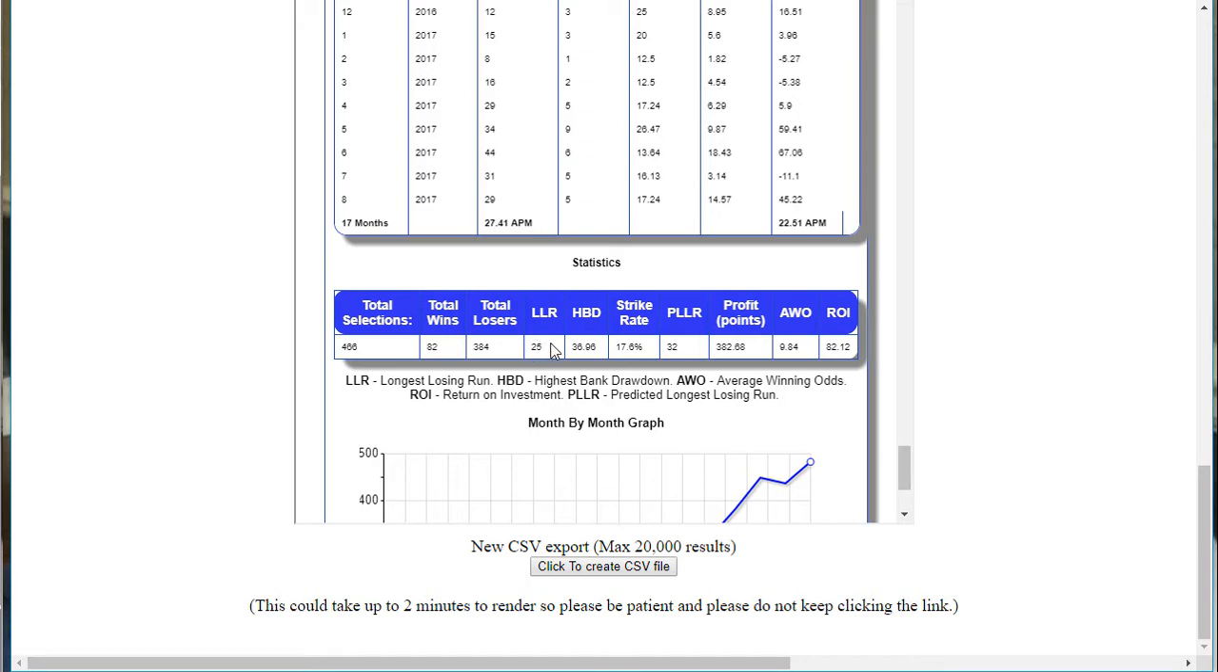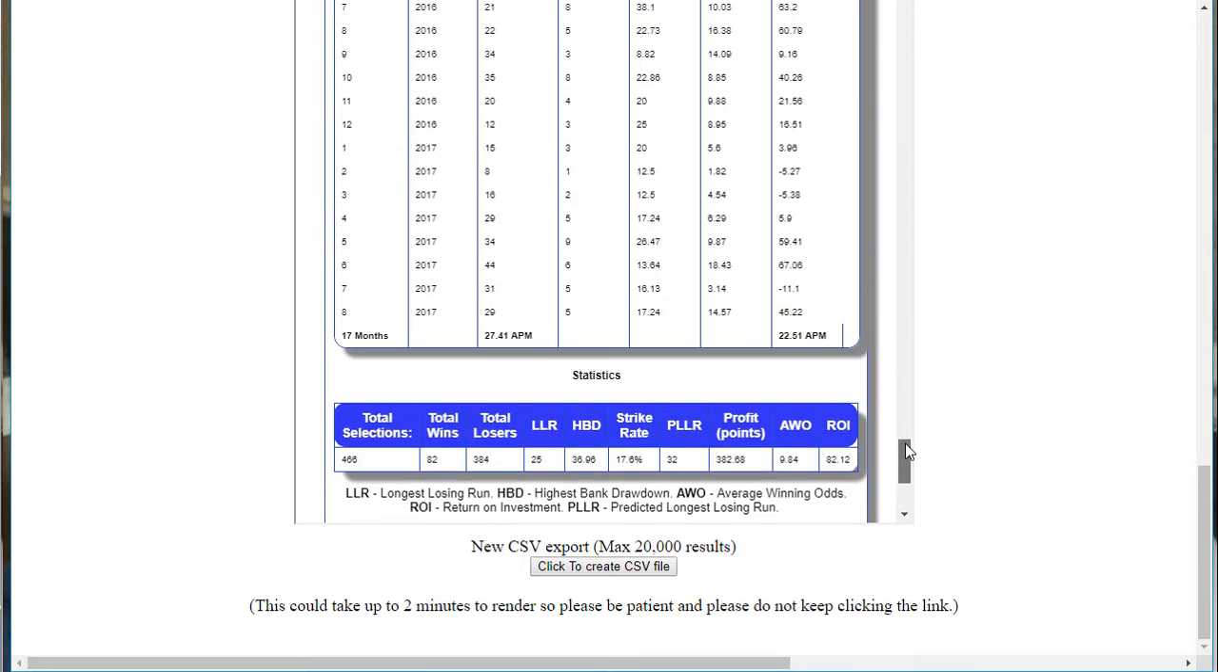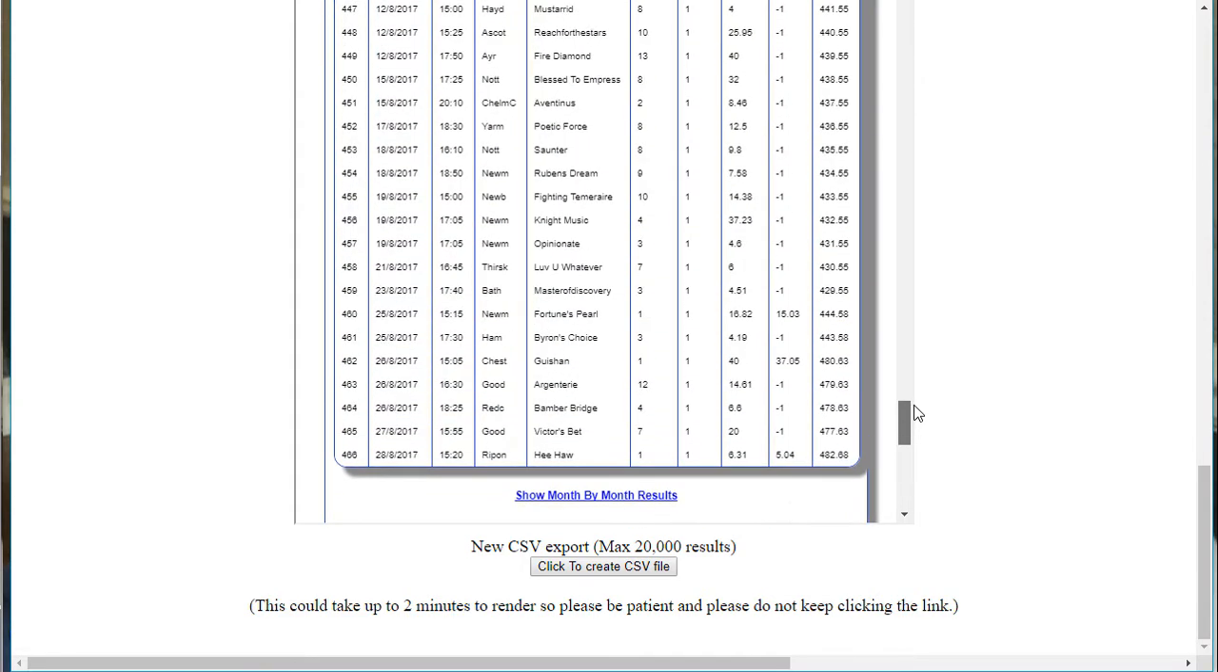It's got a longest losing run of 25, a highest bank drawdown of 36 points, or nearly 37 points, but it's got a nice strike rate of 17.6 for the average price of 9.84. It does mean that the predicted longest losing run is 32, so there may be a longer losing run somewhere, but generally it does okay.